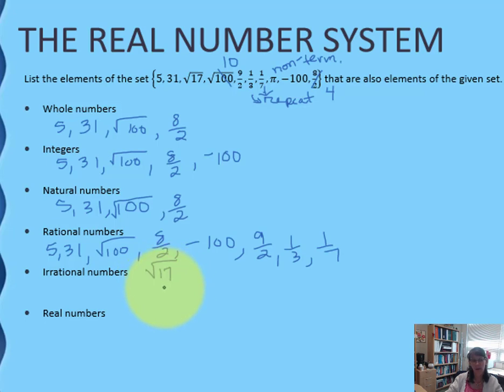Are there any others? Looking down the list of elements, here's pi. That is a non-terminating decimal value, so we need to include pi. Real numbers. Real numbers consist of all the irrational numbers, all the rational numbers, whole numbers, integers, natural numbers. So it is going to be every one of these elements in the set.